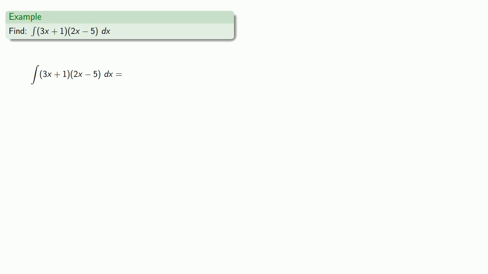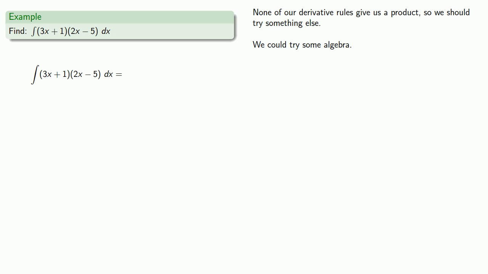Or let's look at another antiderivative. This is a product. And unfortunately, none of our derivative rules give us a product. Remember, even the product rule gives us a sum. So we should try something else. We could always try some algebra. This is a product, and we can multiply out. And so instead of trying to find the antiderivative of a product, which we have no rules to handle, we can instead try to find the antiderivative of 6x squared minus 13x minus 5.